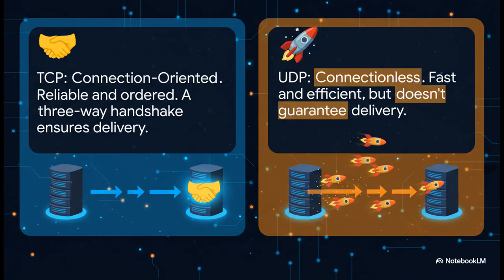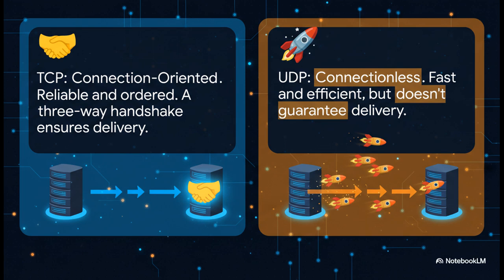Okay, so here are our two lanes, TCP and UDP. On one side, you have TCP, the Transmission Control Protocol. This one is all about reliability. It's connection-oriented, which is a fancy way of saying it does a three-way handshake. Hello, you there? Yes, I'm here. Okay, here comes the data, before sending anything. It makes sure every single piece arrives in order.